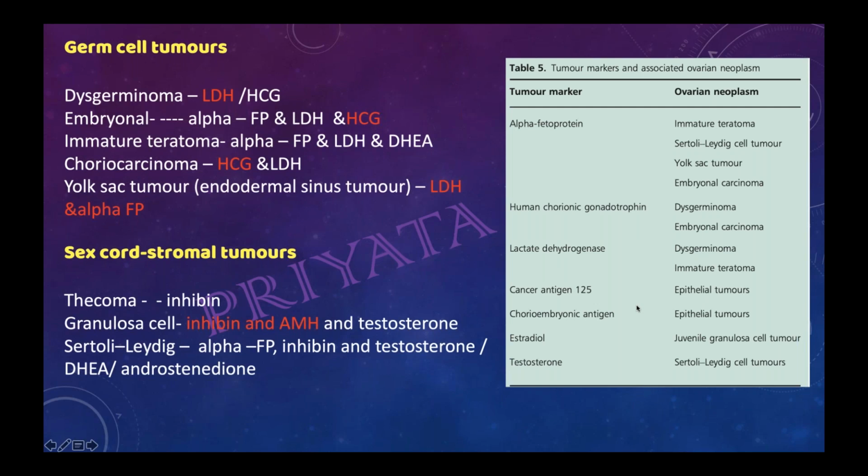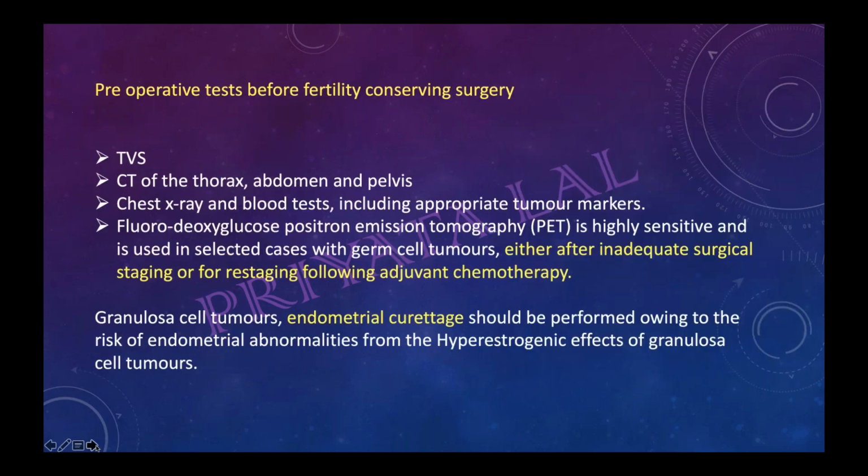CA125, we already know it is an epithelial cell tumor marker. CEA, again, if it is an epithelial cell, but the mucinous variant. Estradiol, it will be estrogen, it will always be in granulosa cell, and testosterone will be in Sertoli-Leydig cells. So you have to remember this, because both of the markers are new, so very highly likely to get questions.